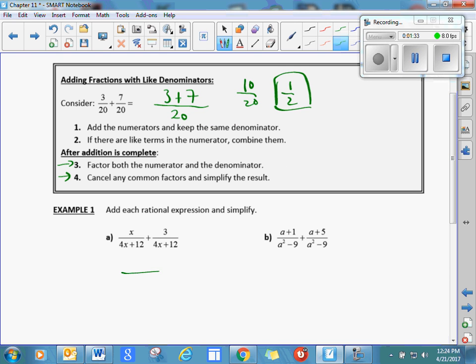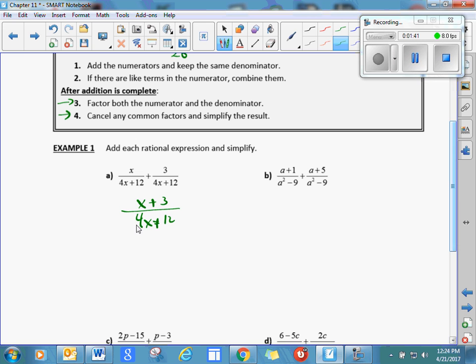So, okay, here we go. Single fraction bar, 4x plus 12 is the denominator. X plus 3 is the numerator. I can't combine x and 3 because these are not like terms. I'm not multiplying, so it's not 3x, it's x plus 3. Can't factor anything out. They don't have any common factors, so the numerator stays x plus 3, but the denominator can be factored. I can take a 4 out, and lo and behold, I get an x plus 3.